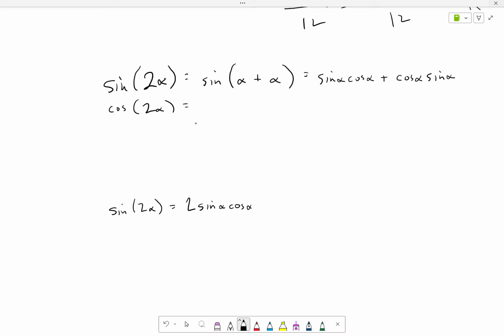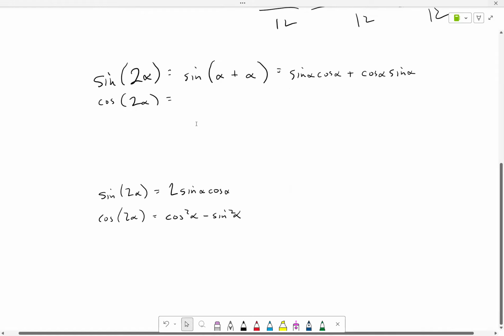Jonas, did you have an expression for cosine of 2 alpha? Yes. What you got? Since you can say it as cosine of alpha plus alpha, I got cosine squared of alpha minus sine squared of alpha. Are we good with that, everybody? And it comes directly from the angle sum identity for cosine.